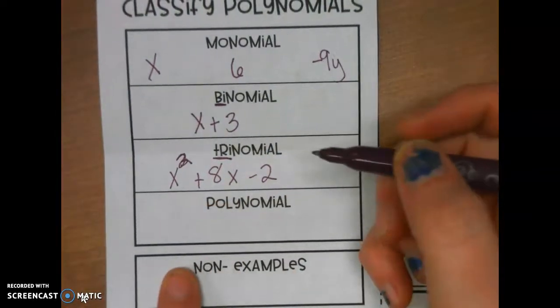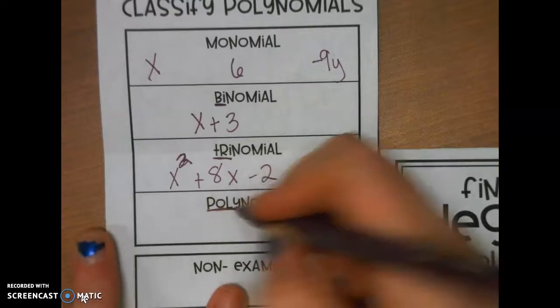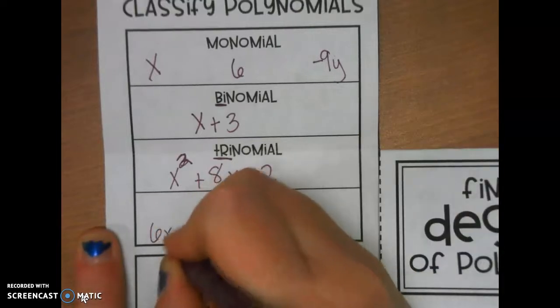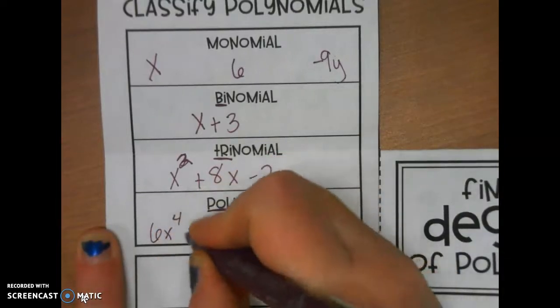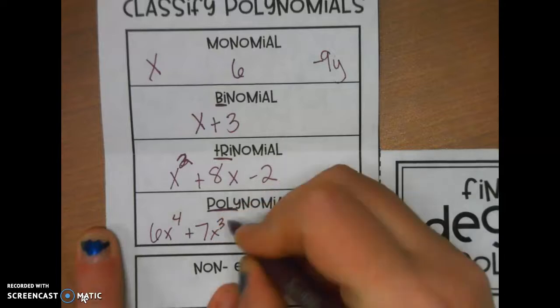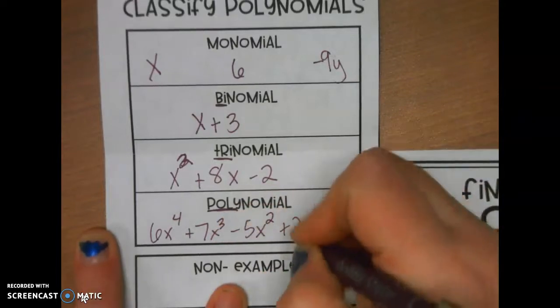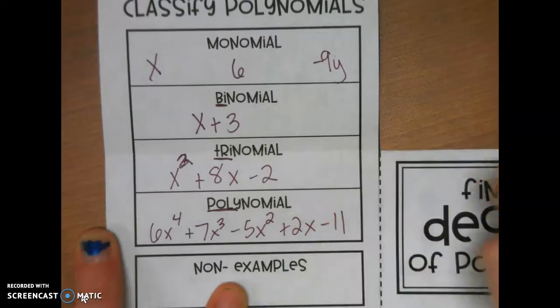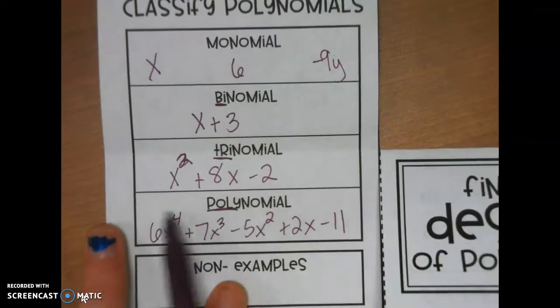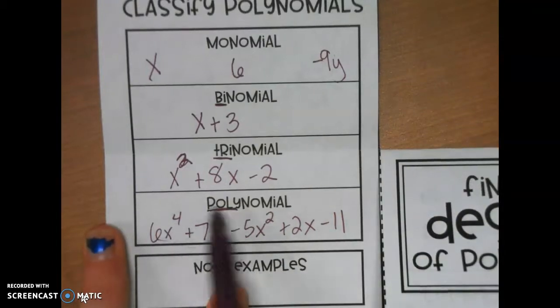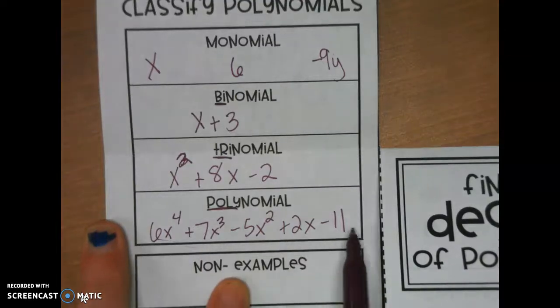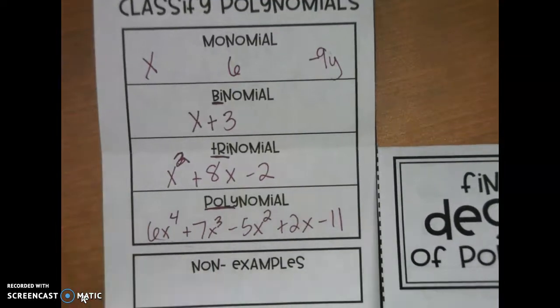And then polynomial means many. So we've got 6x to the 4 plus 7x cubed minus 5x squared plus 2x minus 11. So there's not just one term. There's not just two terms. 3, 4. There's so many, we're just going to call it a lot.